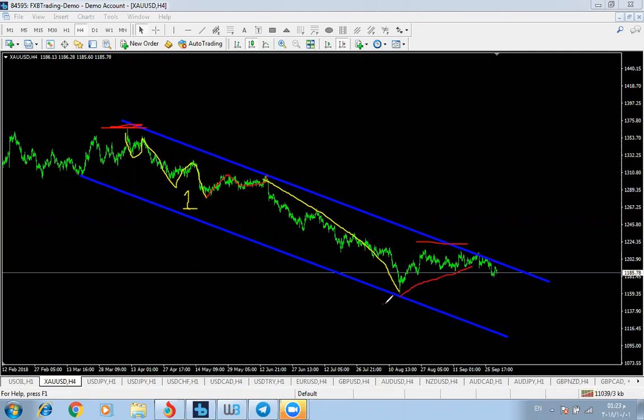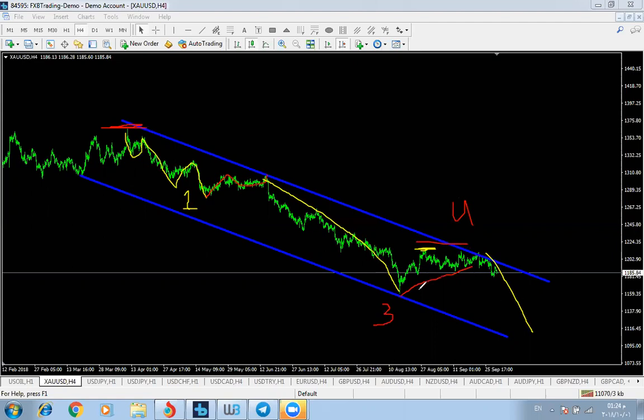In the form of a triangle, this is wave 3, this is wave 4, and as the price started to move to the downside, forming wave 5. So the invalidation point of this count is 1,214. At this point, if the price moved up to this point, we should recount our analysis.